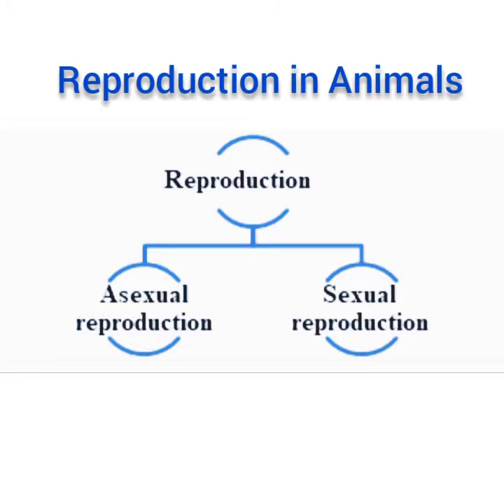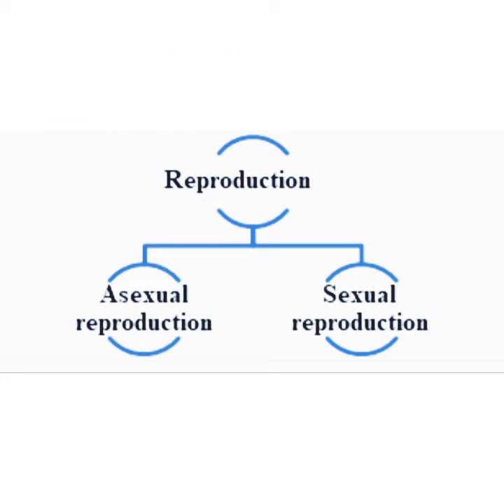So children, reproduction is of two types. First is called asexual reproduction and second is sexual reproduction. Let us study in detail with the help of these pictures.